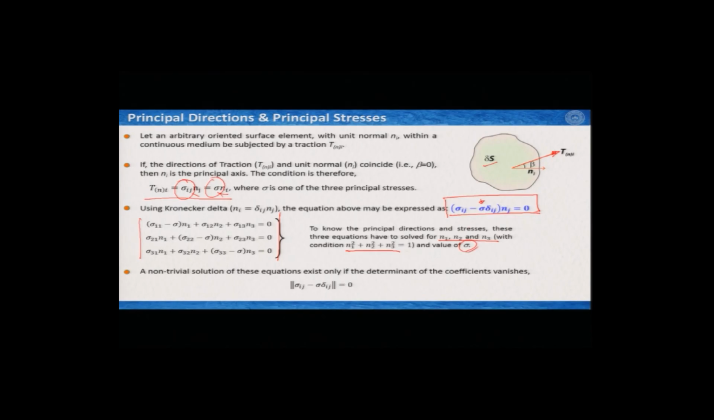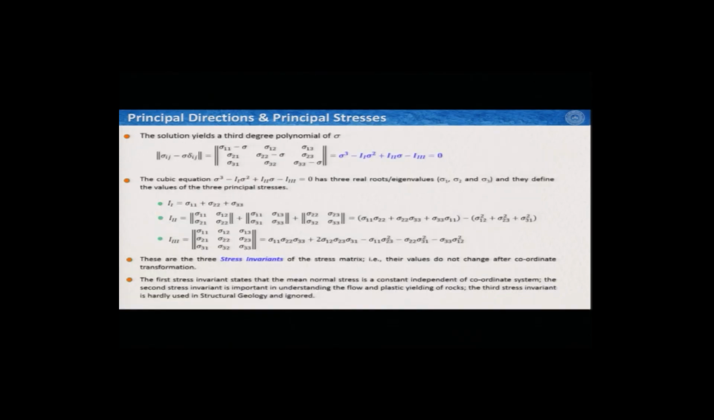Now, in a very similar way, if you have this equation, then you can only get a non-trivial solution where your vector is not 0, that means it is not aligned, that means your beta is 0. Then you can get a non-trivial solution of these 3 equations only if the determinant of the coefficients vanishes. So, this is the part where you have to solve the determinant and figure out what your eigenvalues are.